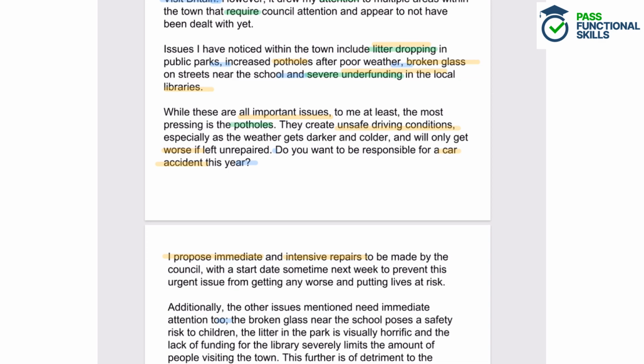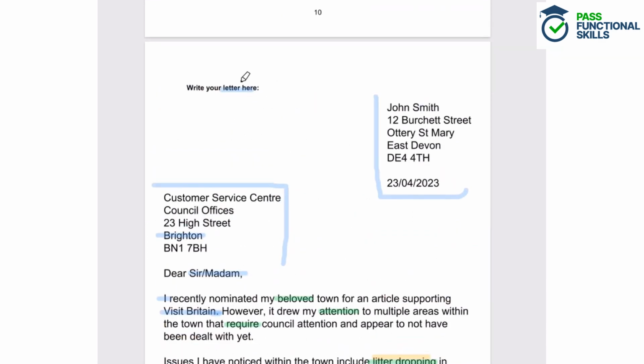So we need to choose an appropriate range of organisational features for the text type, and we have been asked to write a letter. So just to remind you, you will need the name and address of the sender, and this needs to be in the top right corner. We then need the date underneath.